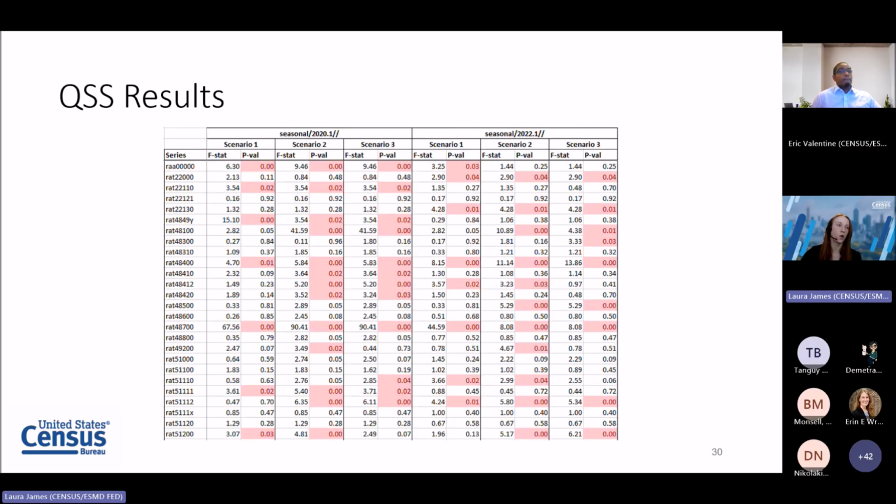I'm not going to list all 175 time series for QSS. I do have that available if you're really curious. But just on the slide here, I have some of our revenue series. And again, just the F statistics and the p-values listed here.